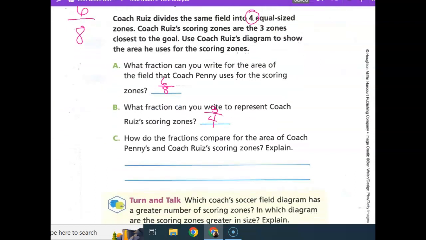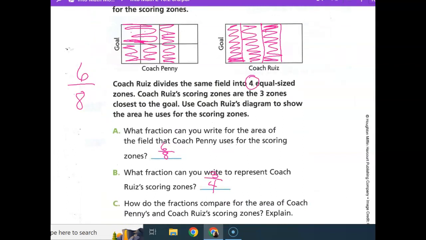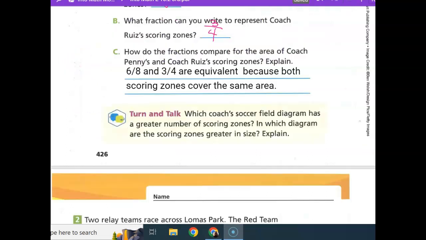How do the fractions compare for the area of Coach Penny and Coach Reese's scoring zones? Are they equivalent? Are they the same? Look back at our picture. Yep. If you look at Coach Penny's without this center line in it, if I took that out, I would have 4 sections. So we could say that 6/8 and 3/4 are equivalent because both scoring zones cover the same area. Okay, if you're at home, stop and get that down.